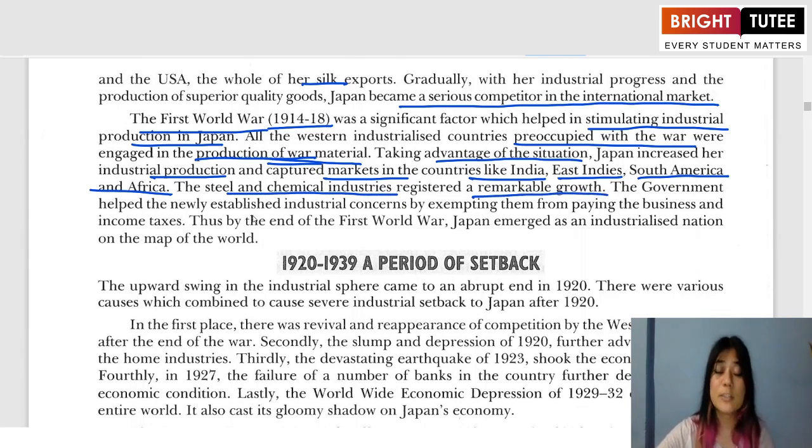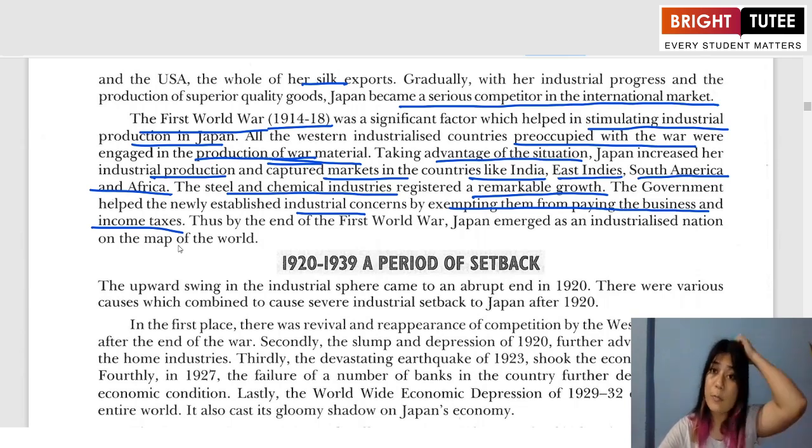The government helped the newly established industrial sectors by exempting them from paying business and income taxes. Now, the government also helped in pushing and encouraging the development of the industries during this period. And how did the government do that? It exempted the industries, it exempted the factories. They were not required to pay any kind of business or income taxes to the government. So as a result of this, the industries could focus on manufacturing, on producing more goods.